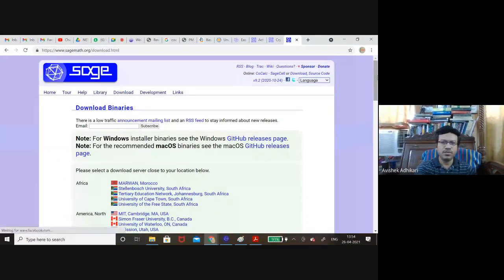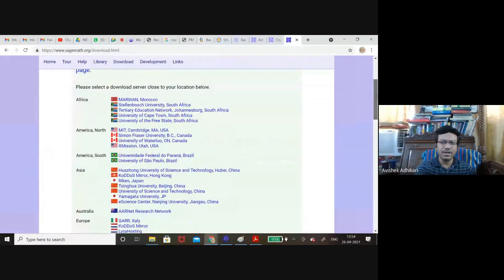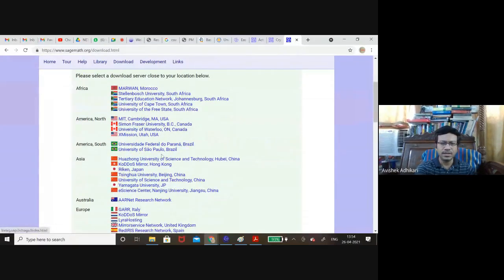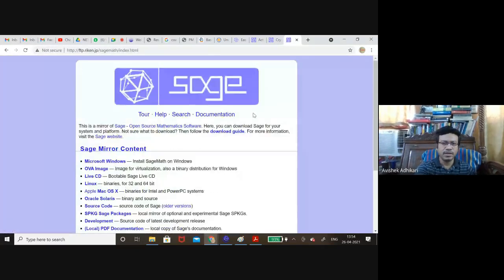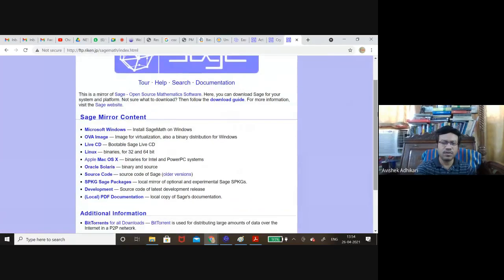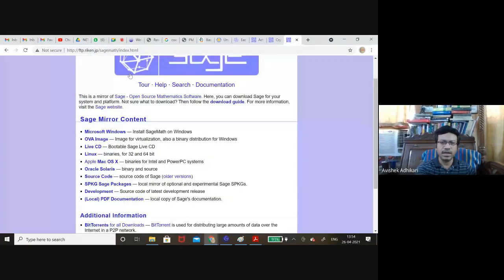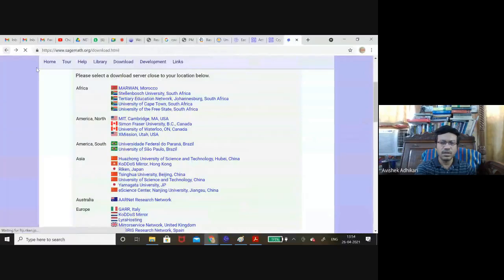So here there are a few mirror places from where you can choose. For example, you choose Asia, say, or Japan, something like this. If you click here, then it will ask for which version or which operating system you are going to use. So suppose you are using Microsoft Windows, then this is for Microsoft Windows, and there are plenty of other things. So you can check and you can download it even for Ubuntu as well. You can use the Australia one, whatever you want.